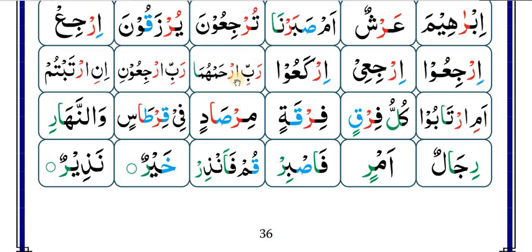If the zair comes before the raw sakina in the same word, like below the alif, then you can read the raw in thin voice. But here the zair is not in the same word, so that's why you will read this raw in thick voice, because the zair comes before the raw sakina in the previous word.